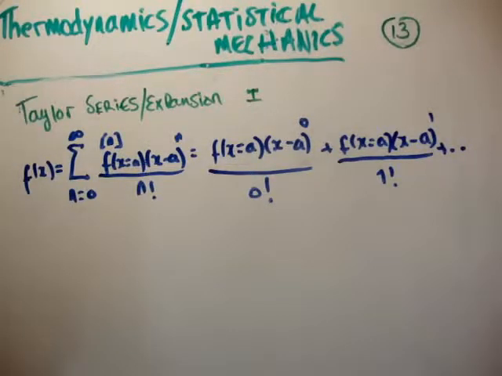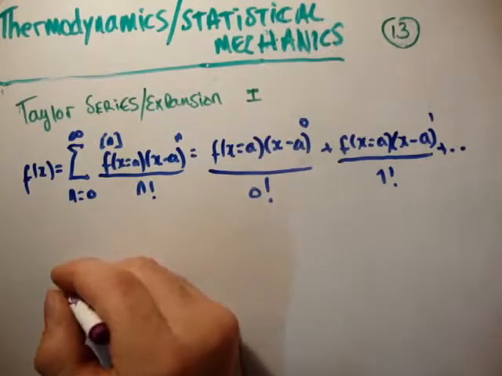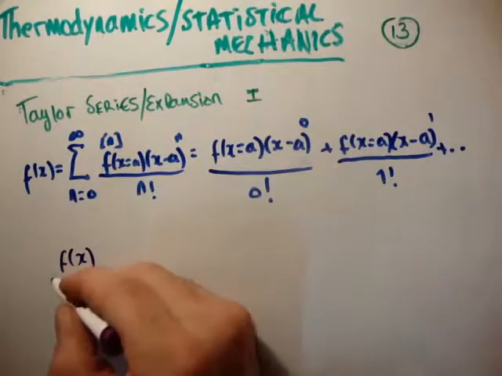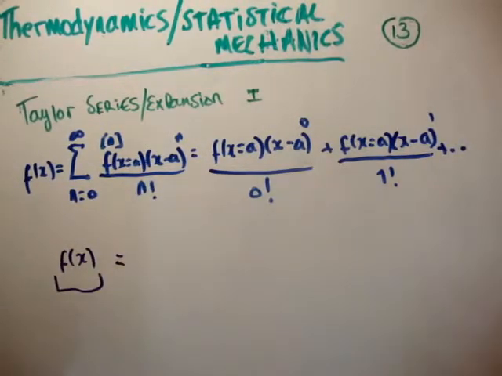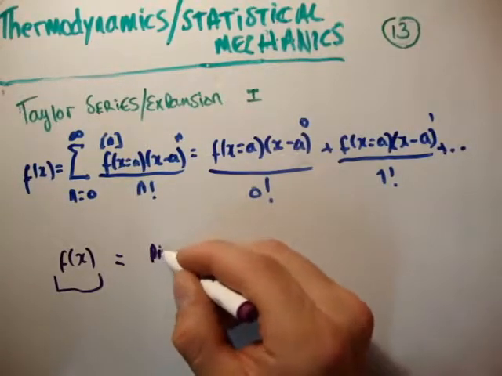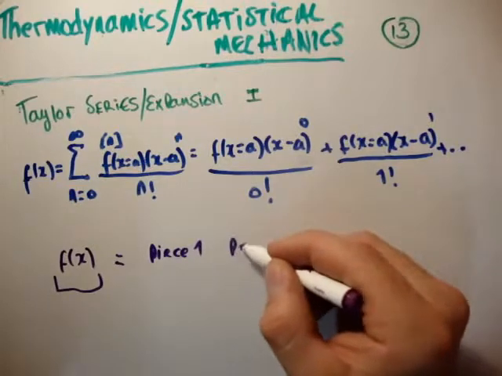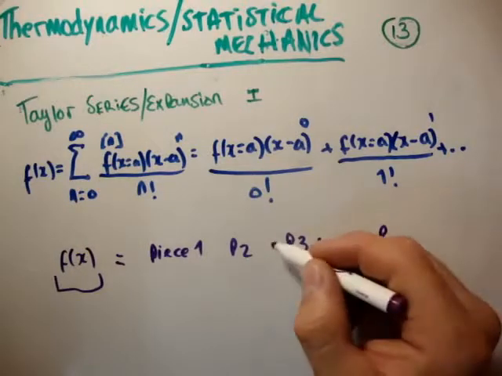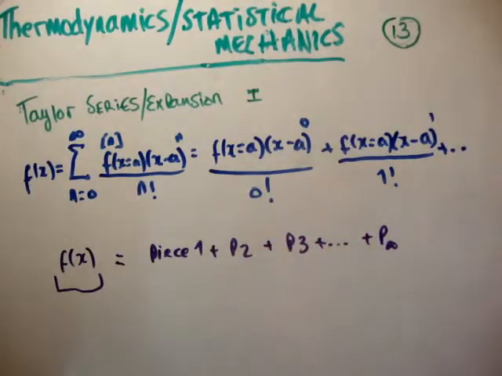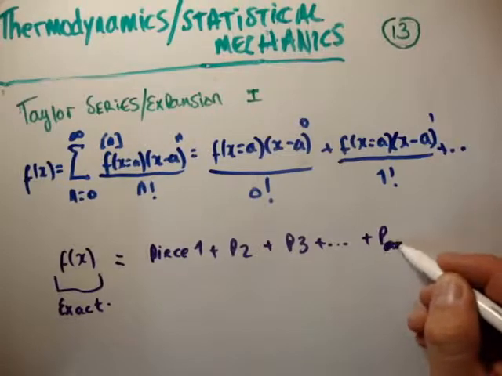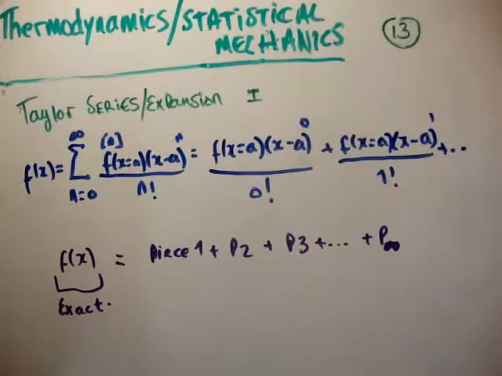Let's say that we have our function f of x, but it's sometimes difficult to calculate f of x directly. So instead of calculating f of x, we calculate these smaller pieces. So let's say this is piece 1, piece 2, piece 3, and so on. And once we add up all the different pieces together, we can get the exact answer for what f of x actually is, but we have to add up an infinite number of terms, which of course is impossible.